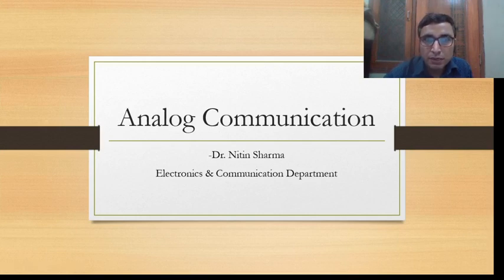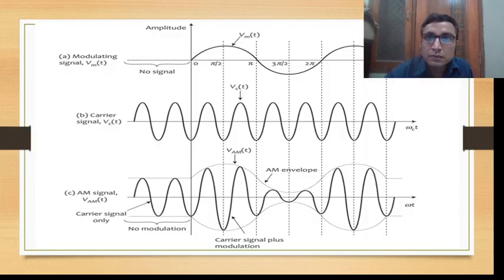Today I am giving a lecture on analog communication. These are the three waveforms in which the first waveform shows the modulating signal, the second waveform shows the carrier signal, and the third waveform shows the amplitude modulated signal. In amplitude modulation, the amplitude of the carrier varies in accordance with the instantaneous value of the modulating signal or message signal.